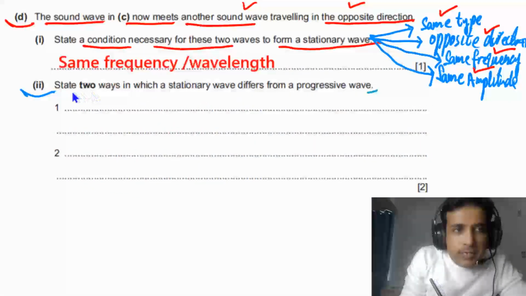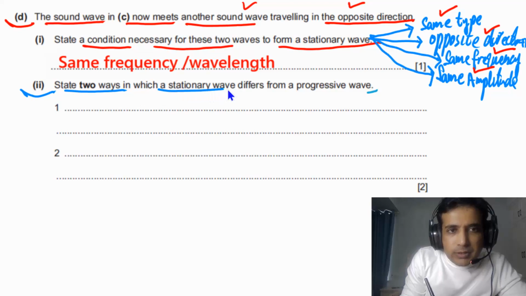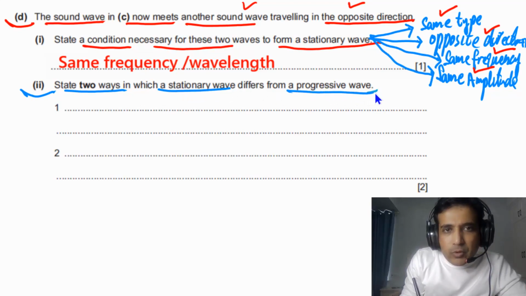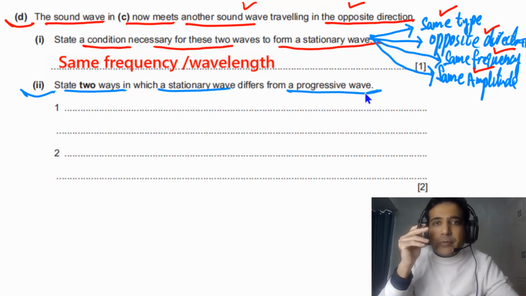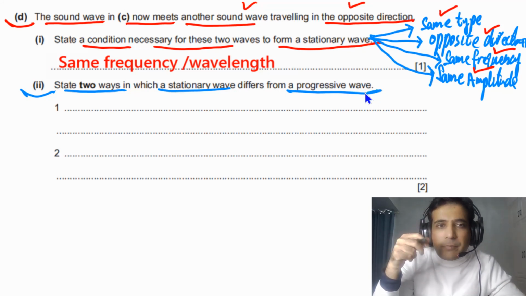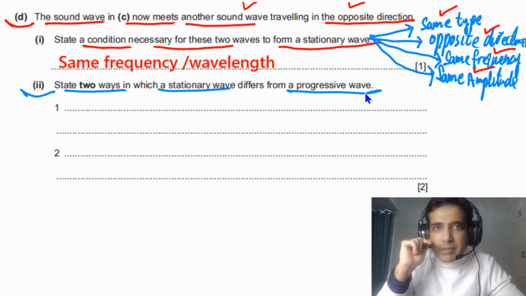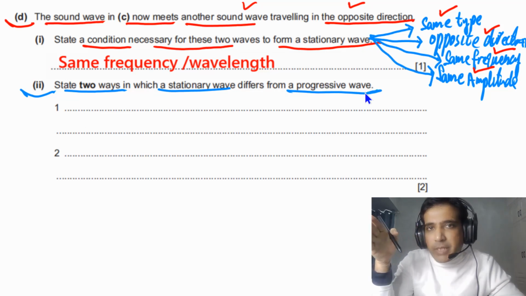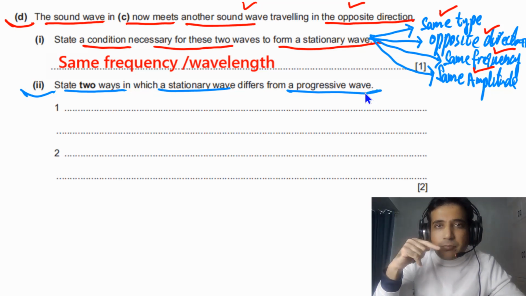For the second part, we need to state two ways in which a stationary wave differs from a progressive wave. There are many differences between stationary waves and progressive waves, so let me explain some general ones. The first main difference is that a stationary wave does not transfer energy, but a progressive wave transfers energy from one point to another point. So that's the reason we also call stationary waves standing waves, because they do not transfer energy.